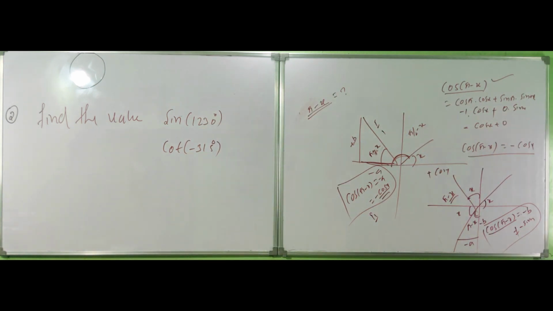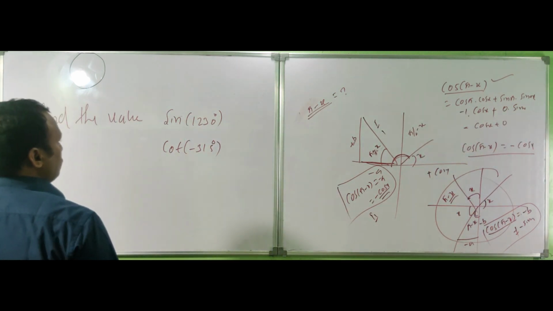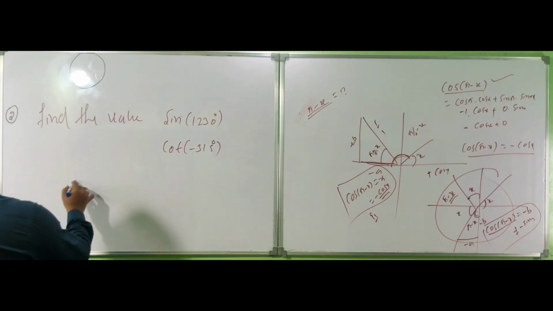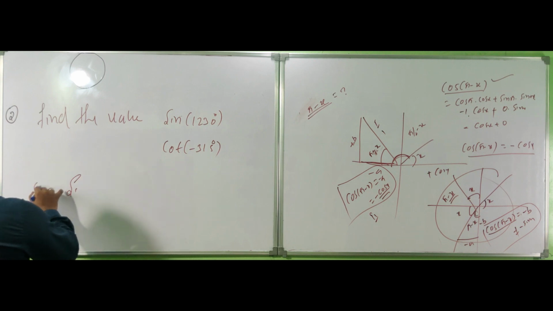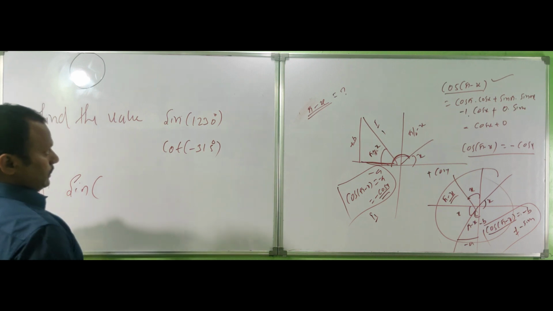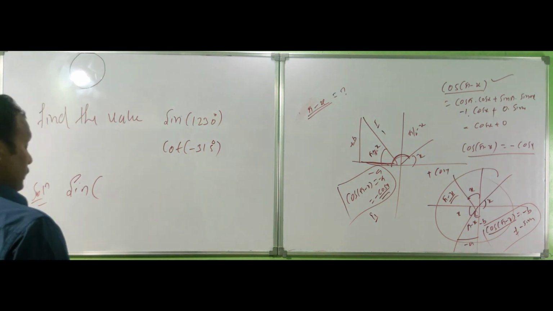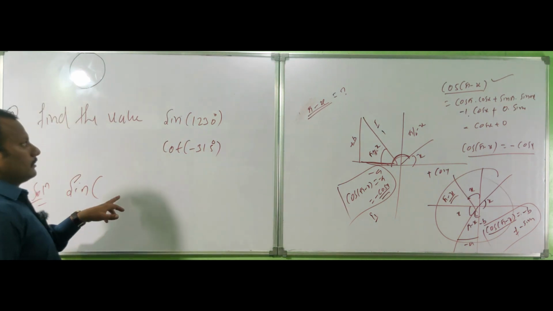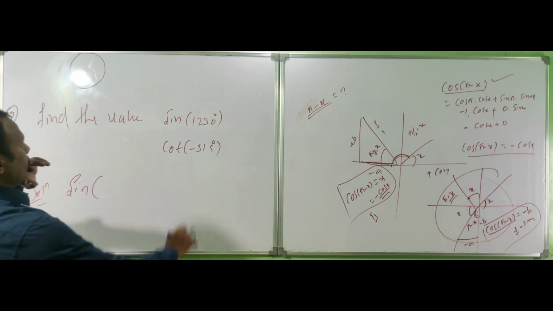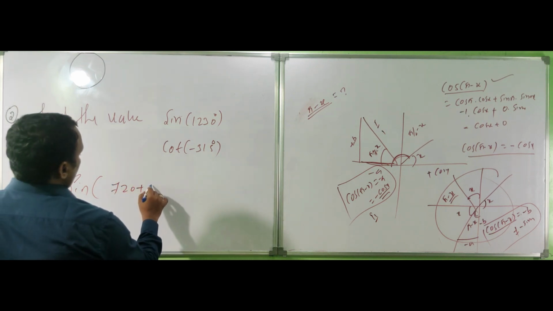Let us see the next one. Find the value of sin 1230 degree and minus 315 degree. Solution: sin, you can write in multiples of 360. Instead of writing 360, you can write 720 plus 360.